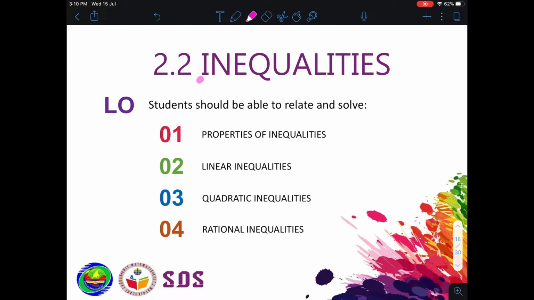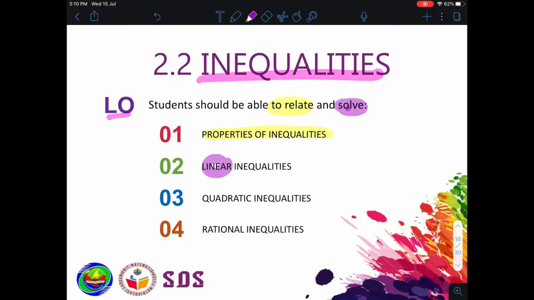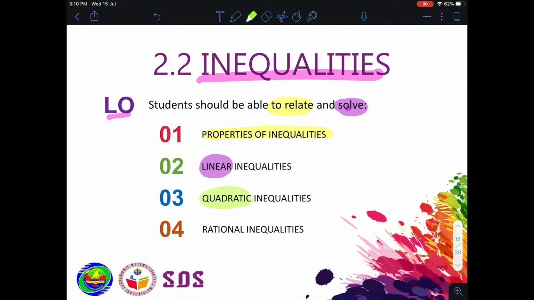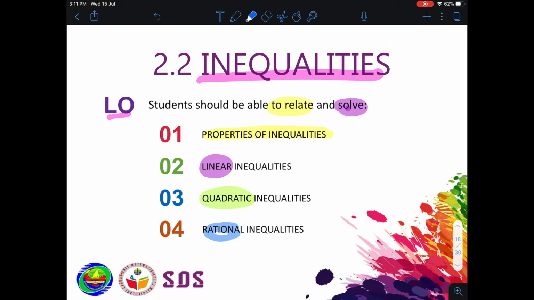Which is inequalities. Okay, so the learning objective is that students should be able to relate. The first part, we will relate the properties of inequalities. The second part, we will learn to solve linear inequalities. The third part, we will learn to solve quadratic inequalities, and the last part, we will learn to solve rational inequalities. Don't you worry, I will teach you one by one.